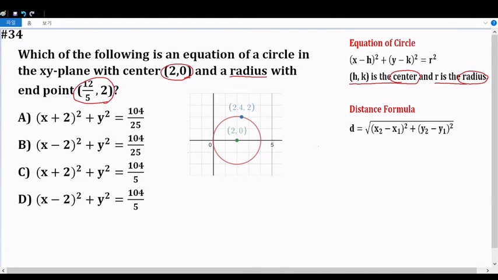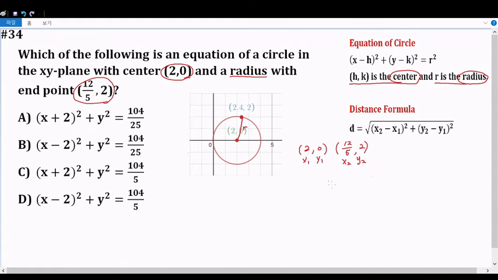Here is the picture of this question. The center is 2, 0. The endpoint is 12/5, 2. We need to find the radius of the circle. So you can use either distance formula or Pythagorean theorem to find the radius. I'm going to be using the distance formula. 2, 0 is my x1 and y1. 12/5, 2 is my x2 and y2.